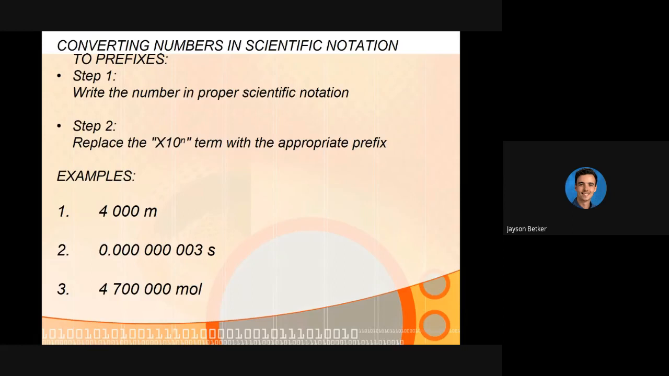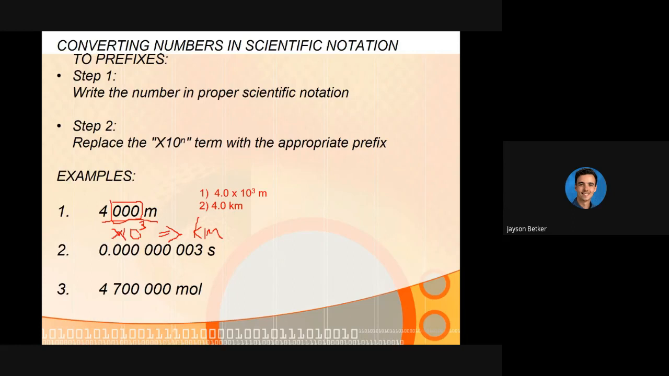So what I see here is 4,000. When I see 4,000, I see 3 zeros. If I see 3 zeros, I know that that is the scientific notation term times 10 to the 3. Sorry, my writing is terrible there. Times 10 to the 3. And then I go on that sheet and I see that times 10 to the 3 is the same thing as kilo. So this then becomes 4 times 10 to the 3 meters, or better yet, 4 kilometers.